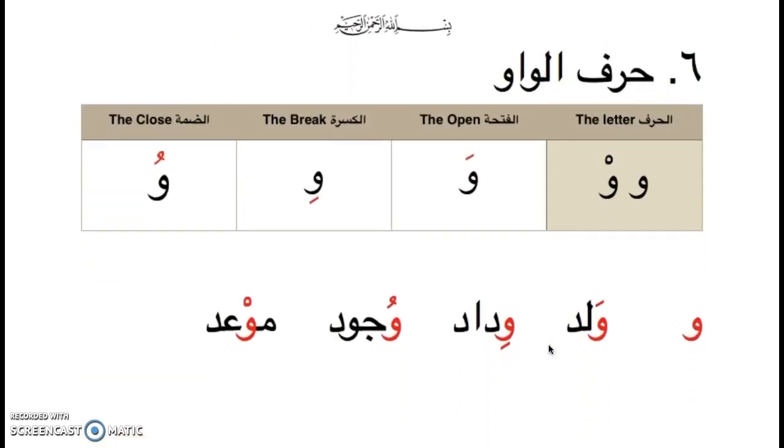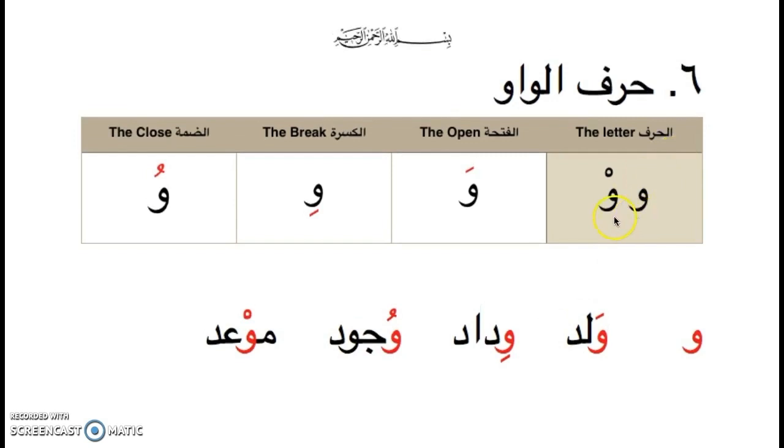Number six. Sitta. The letter waw. Harf al waw. Wa, we, wu. Walad, widad, wujud, maw'id. Here it's stationary. You can see the letter is really not moving, right? Pay attention. Maw'id, wujud, widad, walad.